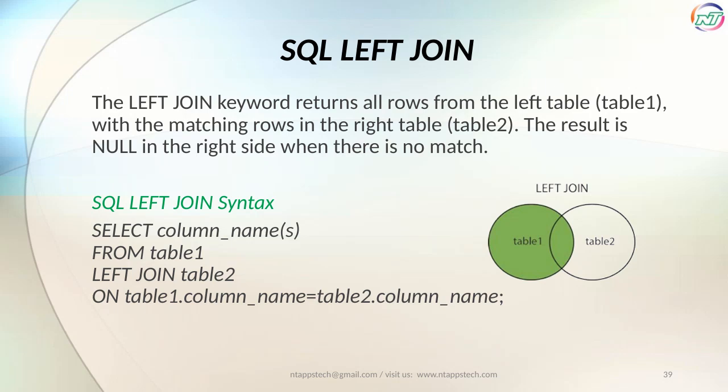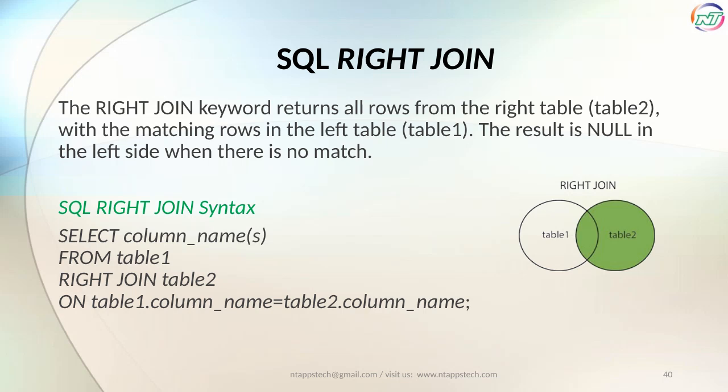The syntax uses select followed by the columns you want, then from the left table, left join with the second table on the condition that links the two tables by a column. The Venn diagram here shows the left circle shaded, indicating all rows from the left table are included regardless of whether they match rows in the right table.